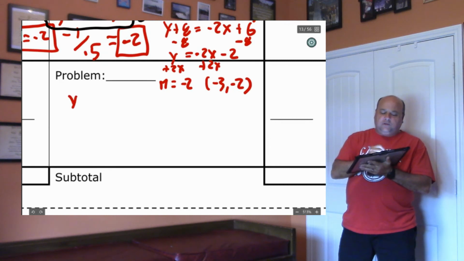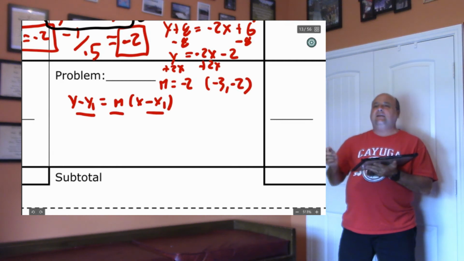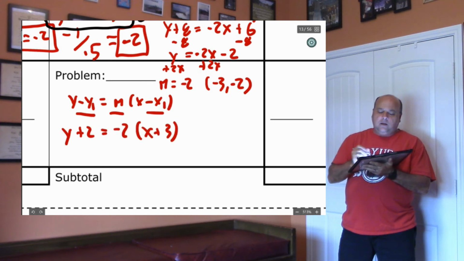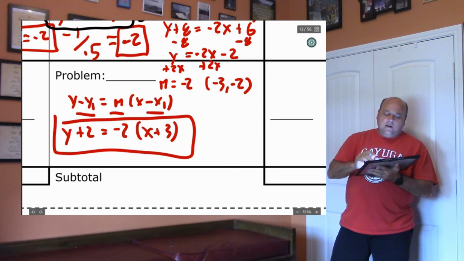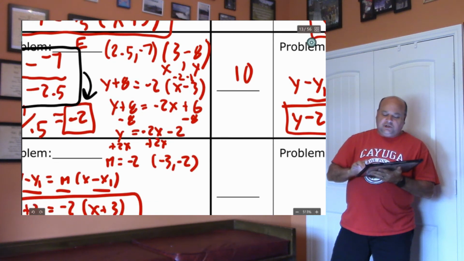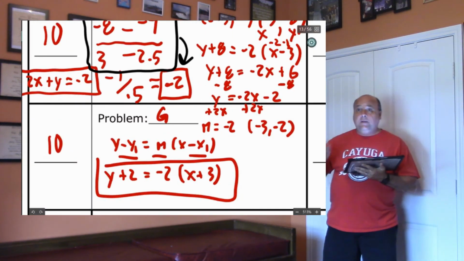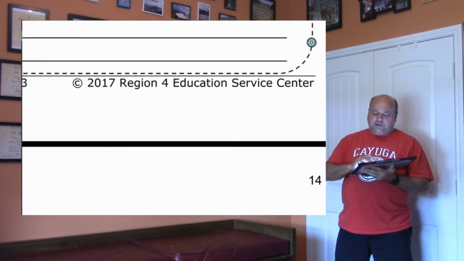So I'm going to write out point slope again. And I'm going to plug in the y, the m, and the x. This is not hard. So y, the opposite of -2 is +2, equals, the slope's -2, x plus 3. That was problem G. And it was also worth 10 points, okay? Piece of cake. Let's go to problem H.